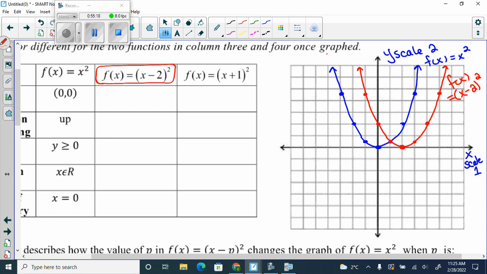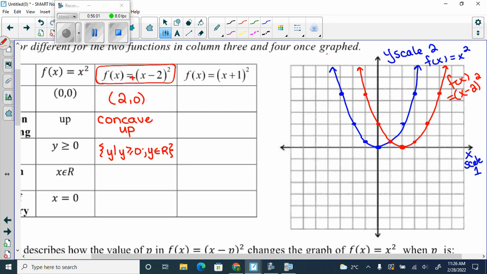What's the vertex of the red one? What's the vertex of x minus 2 squared? 2, 0, yeah. And the graph is still concave up because there's still a plus in front of here, correct? What's my range? What's my lowest y? 0 is still the x-axis, right? Even though it shifted to the right, it's still 0, so it's going to be y such that y is greater than or equal to 0.